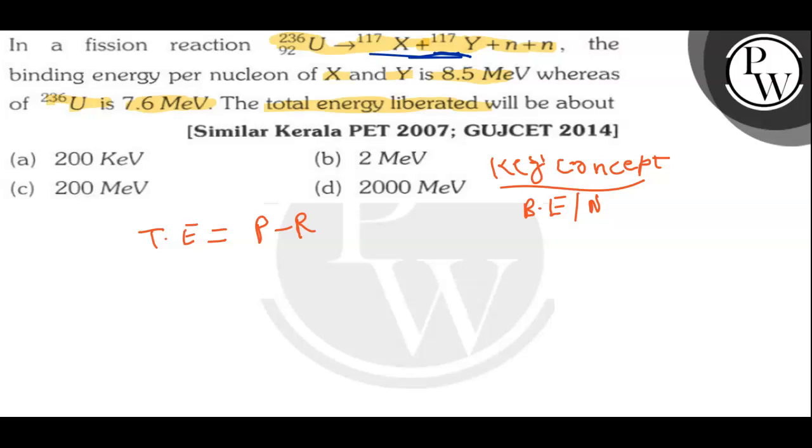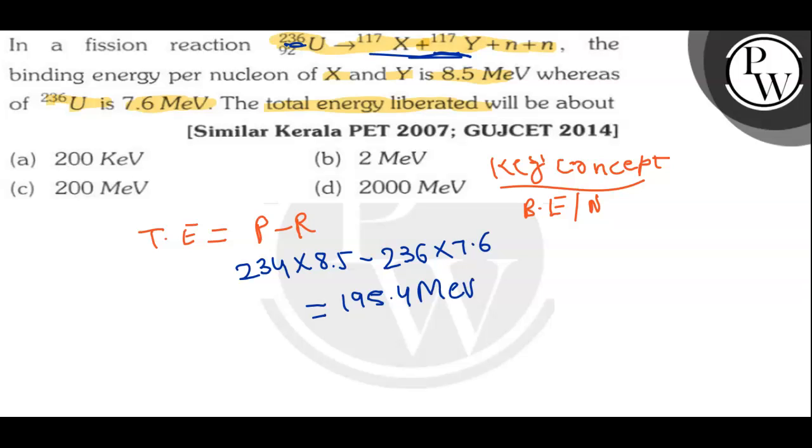So 117 and 117, the total is 234. The total mass number is 234, and the energy given for X and Y is 8.5. So we write 234 into 8.5, minus 236, the mass number of uranium, and its energy is given as 7.6 MeV. When we solve this, we get the energy as 195.6, you can say 195.4 MeV. So the energy we get is 195.4 MeV.